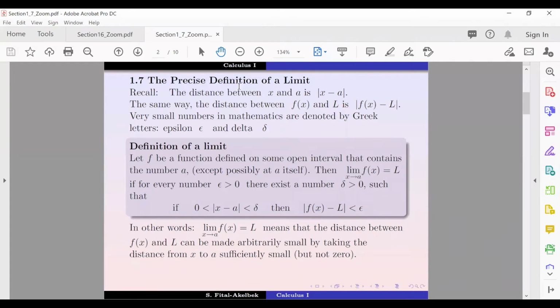Precise definition of a limit. So let's recall that the distance between x and a is written by absolute value x minus a. That should be pretty much straightforward.